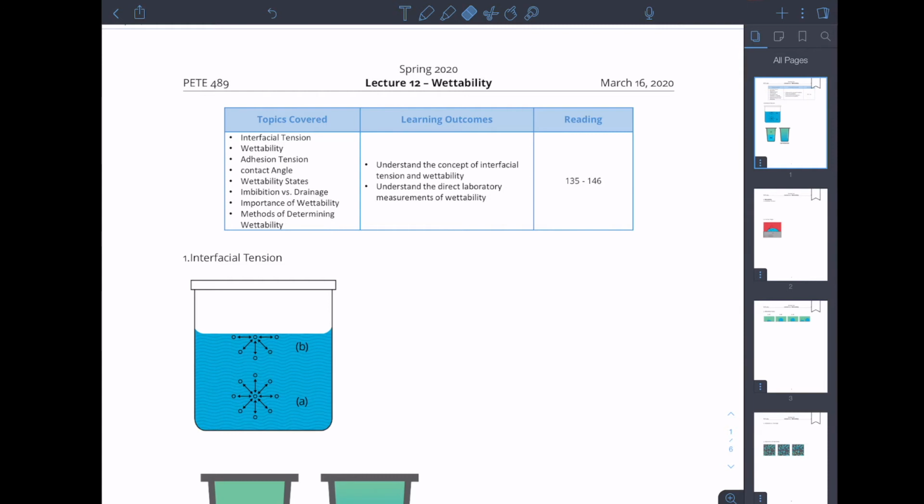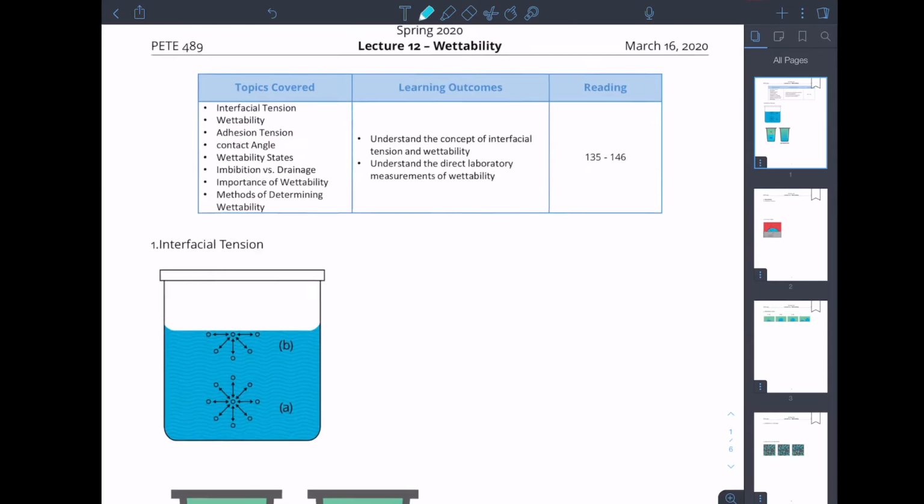Hello, today we'll talk about the concept of wettability, lecture 12. To first start talking about the concept, let's study different properties, and the first property that we want to study, or definition, is interfacial tension, as we can see over here.